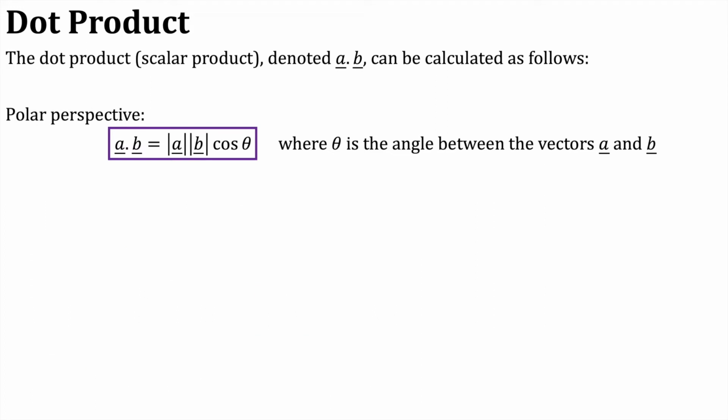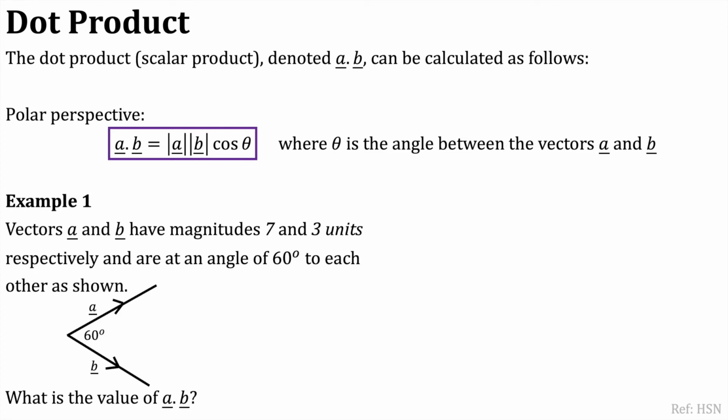Now this definition of the polar perspective of the dot product, or scalar product, is given in the exam, so you don't have to worry about remembering this. We should also note that the diagram should look something like this. So the angle theta between the vectors assumes that the vectors are pointing away from the angle. So let's look at some examples now where we might be required to use the dot product or the scalar product.